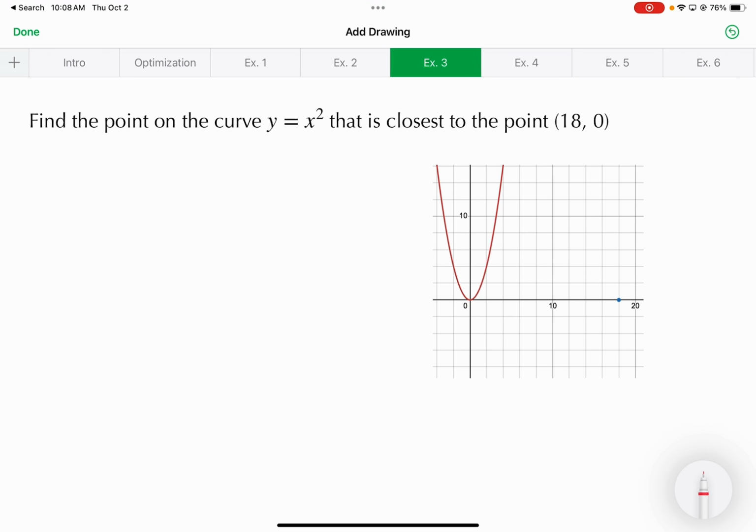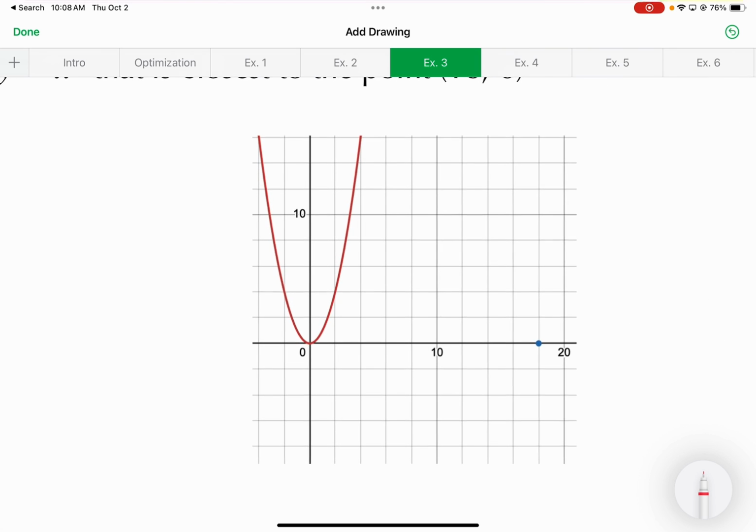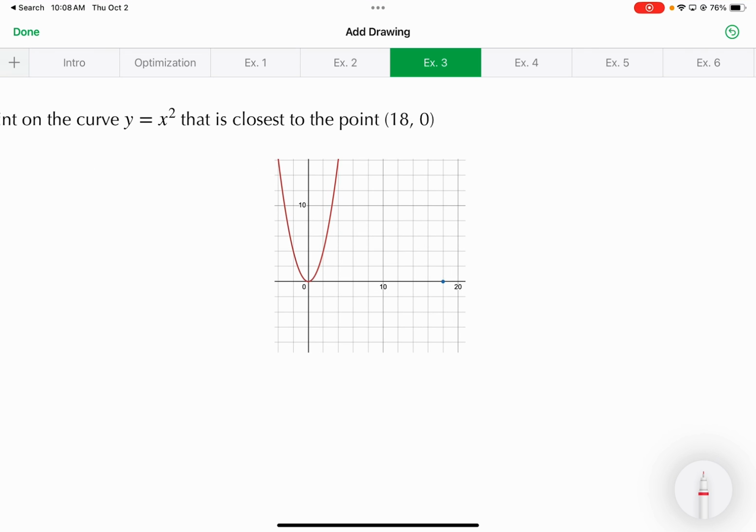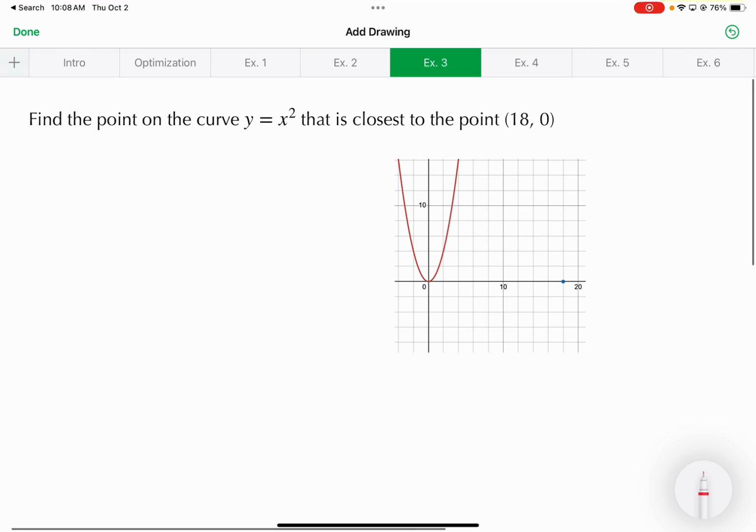Find the point on the curve y equals x squared that is closest to the point 18, 0. You did stuff like this in HPC. However, now you have the benefit of knowing calculus, which should make it easier. I visited my friend Desmos last night, and I made a graph for you guys. There's y equals x squared, and there's the point 18, 0. So we want to find out what point is closest on the graph of y equals x squared, okay?